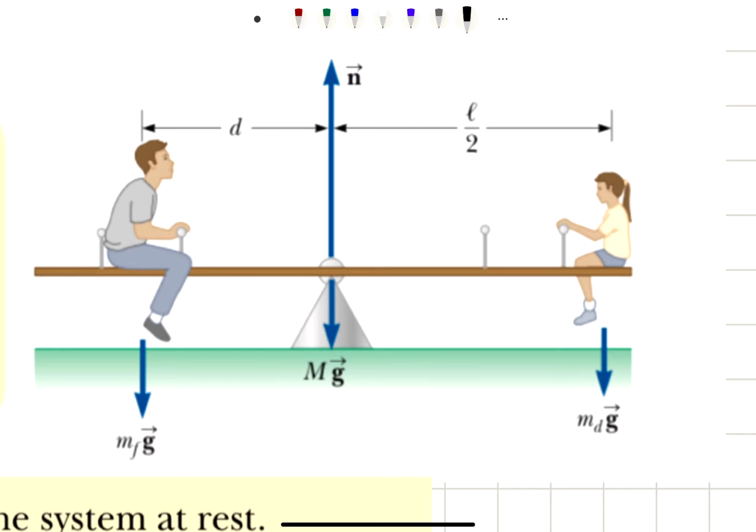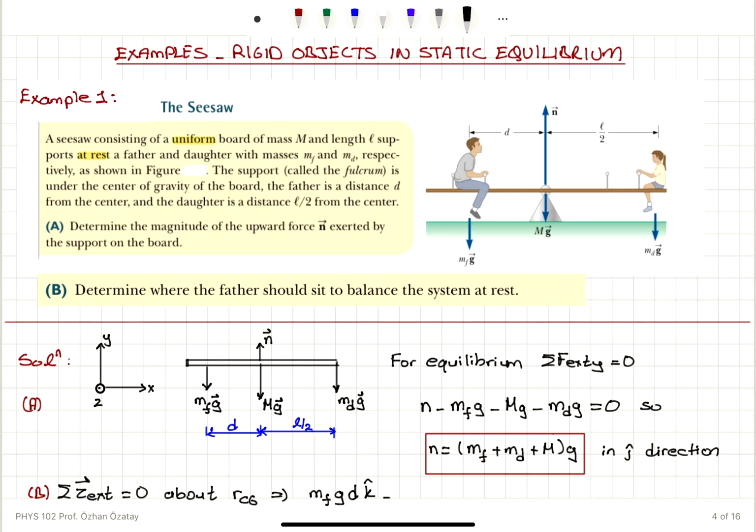Now, what is the torque due to the daughter? The daughter is at a perpendicular distance L over 2, the weight pointing down, and I point my fingers from the pivot point to the application point of the force, curl them towards the force. The thumb points into the page, so I have minus mass of the daughter times g L over 2 k-hat direction. So this adds up to 0.